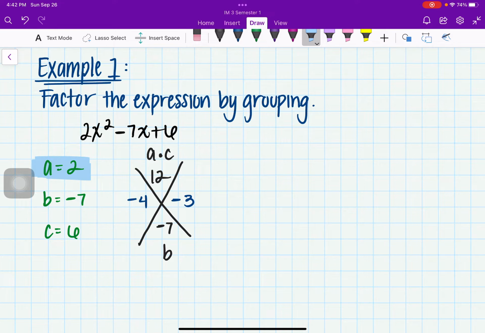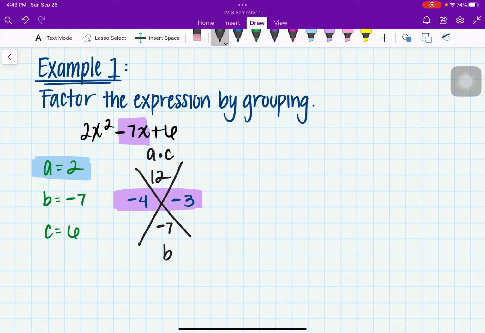In this case, it's not a 1, so then we're going to go ahead and move on to grouping. Now, in grouping, we just have to rewrite the original expression, but instead of writing the negative 7, which is our middle term, we're going to replace it with the factors that we just found.